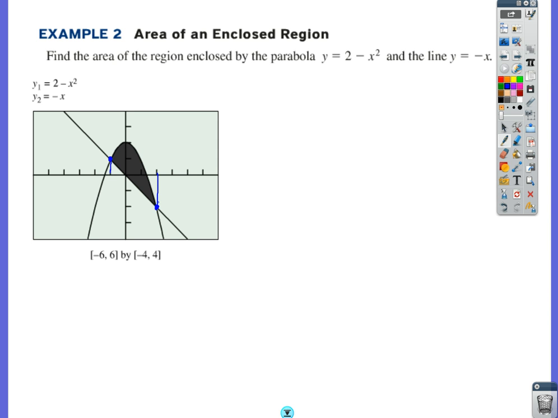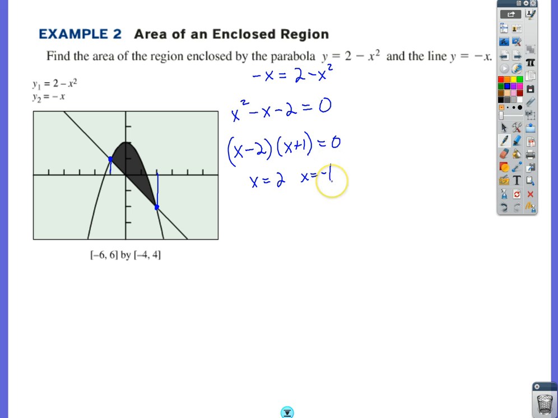So I go back to algebra 2, and I say, well, this would be negative x. I want to say where they're equal, right? 2 minus x squared. So I bring everything over, so this becomes x squared minus x minus 2 is equal to 0. And I find out it's going to be x minus 2, x plus 1 is equal to 0. Therefore, my x's are going to be x equals 2 and x equals negative 1.